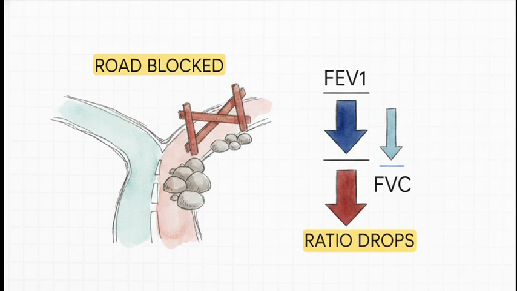Now, here's where it all comes together: their relationship. The FEV1 over FVC ratio is easily the single most important number you'll look at. Whenever you check this ratio, I want you to always ask yourself one simple question: is the road blocked? Because if the airways are obstructed, that first second of air, the FEV1, falls so much more drastically than the full volume does. And think about the math for a second. When the top number of a fraction drops faster than the bottom number, the whole ratio goes down.